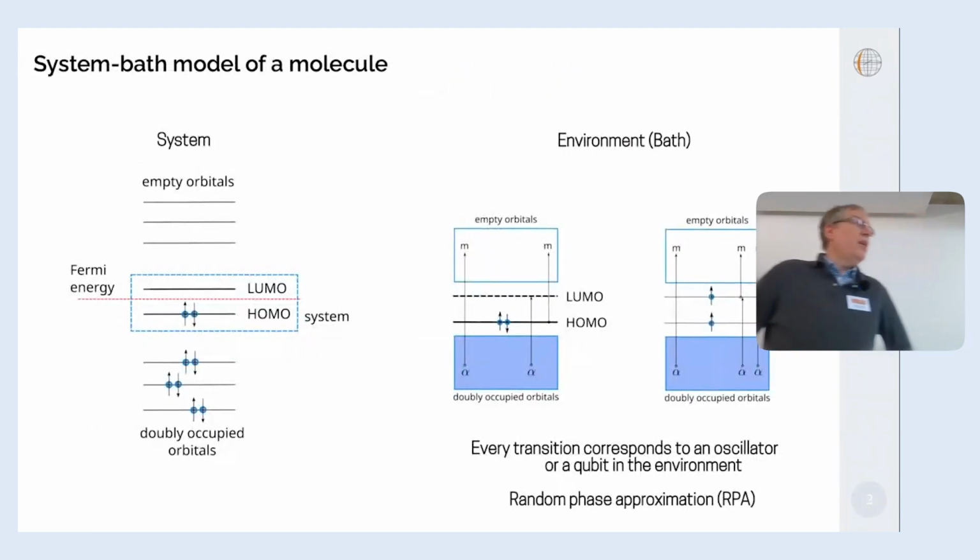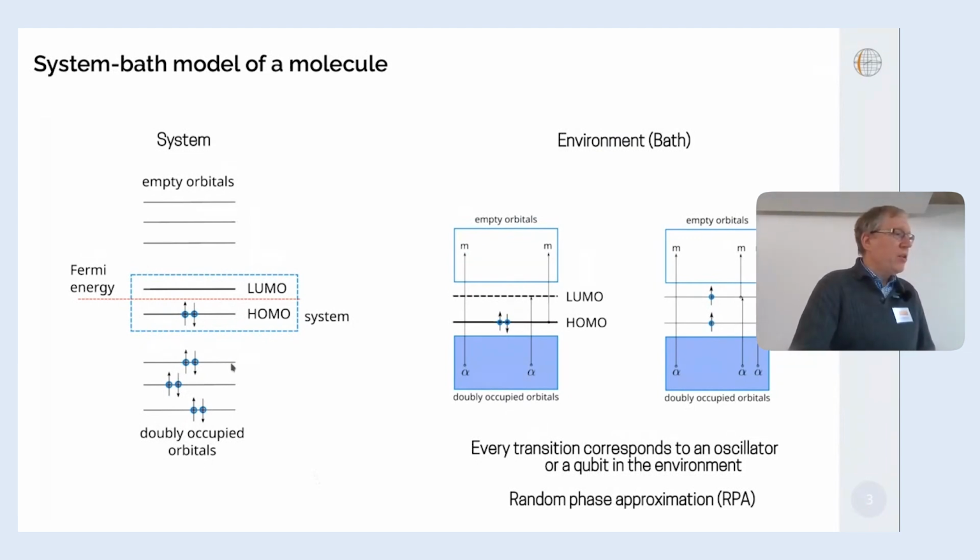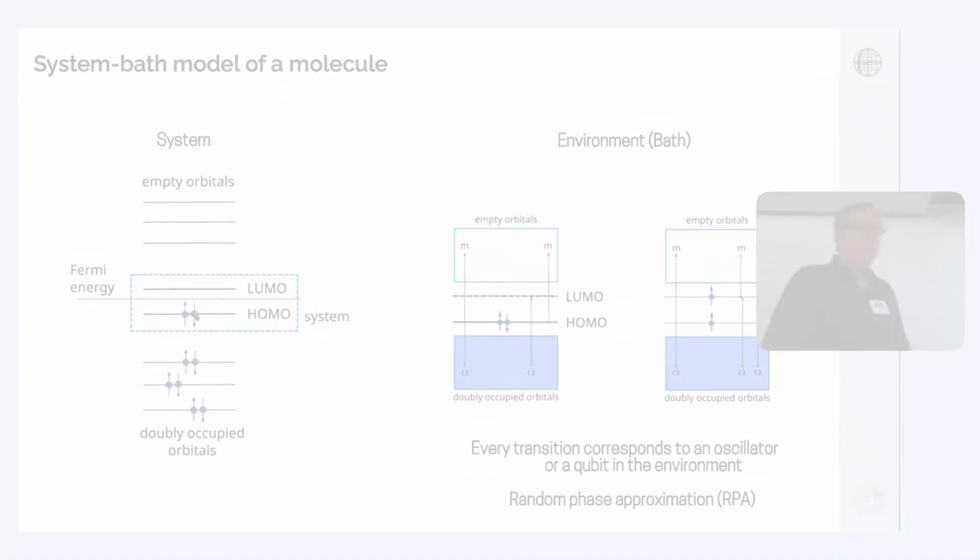Now, what do we do? Basically, first we take a molecule and run a Hartree-Fock simulation, and out of it we get Hartree-Fock orbitals and energies. And these energies are depicted here by horizontal lines. Then we identify the highest occupied molecular orbital and the lowest unoccupied molecular orbital. And this is our system, together with 2 electrons.